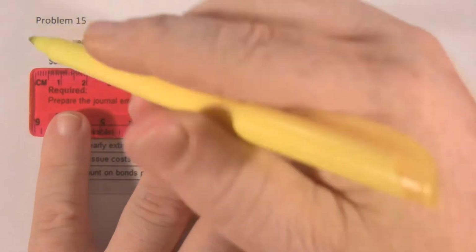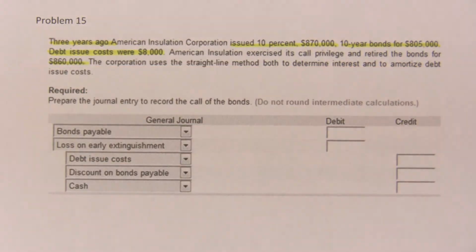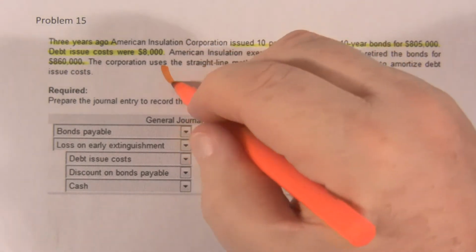And they exercised its call privilege. In other words, they said, we want our bonds back, here's your money. And they used the straight line method both to determine interest and to amortize debt. And they are U.S. GAAP.